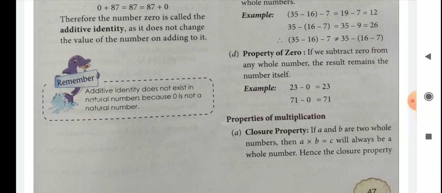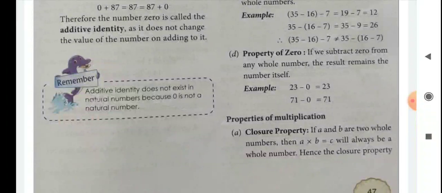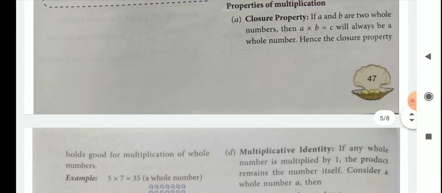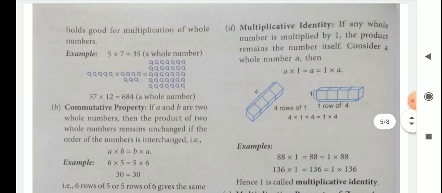Then comes properties of multiplication. First one is closure property. If A and B are two whole numbers, then A multiply B equal to C will always be a whole number. Here you see the example: 5 multiply 7 equal to 35, which is a whole number.